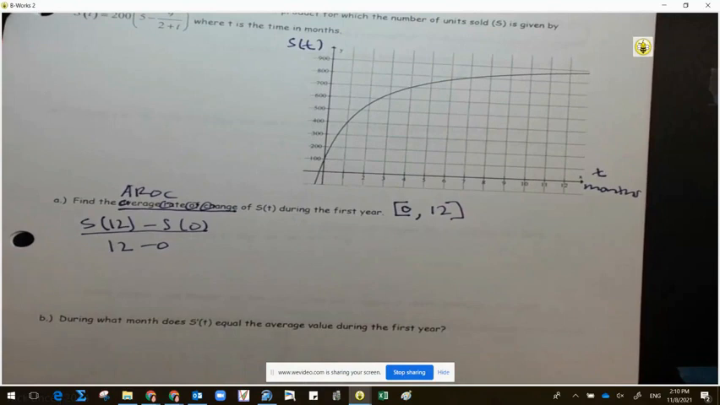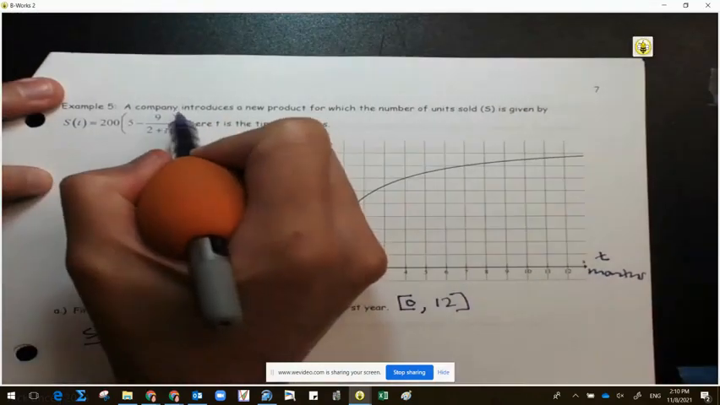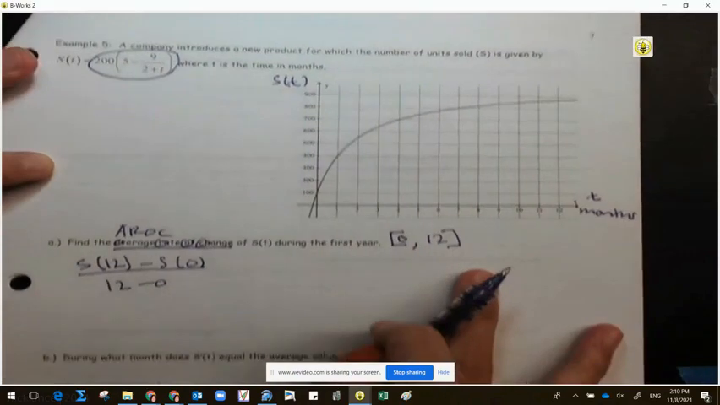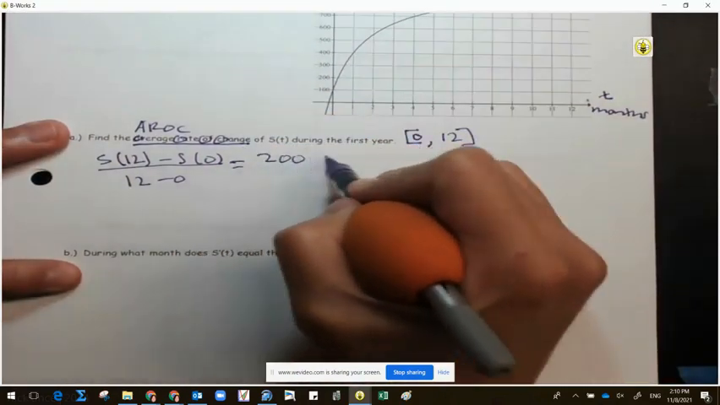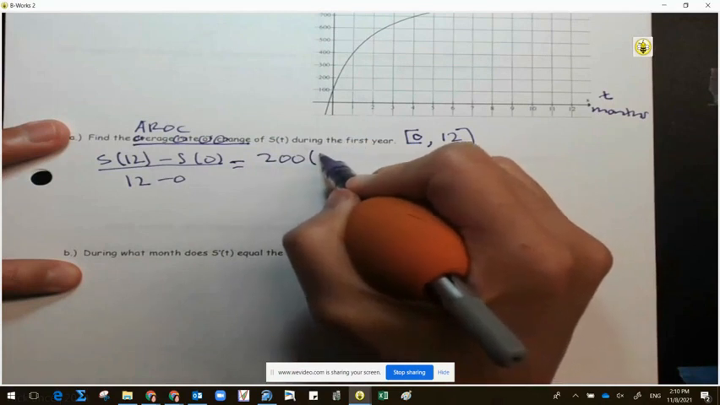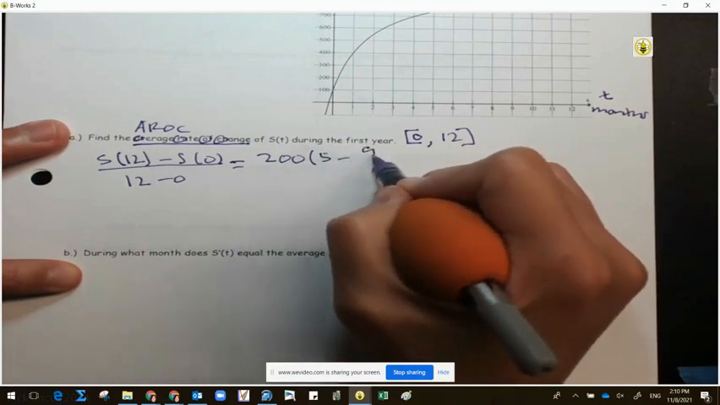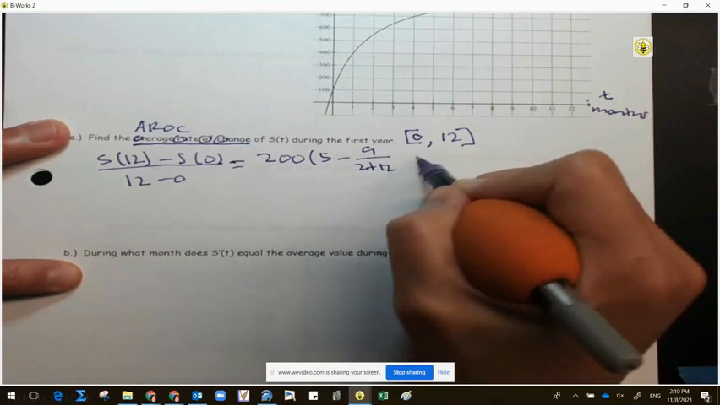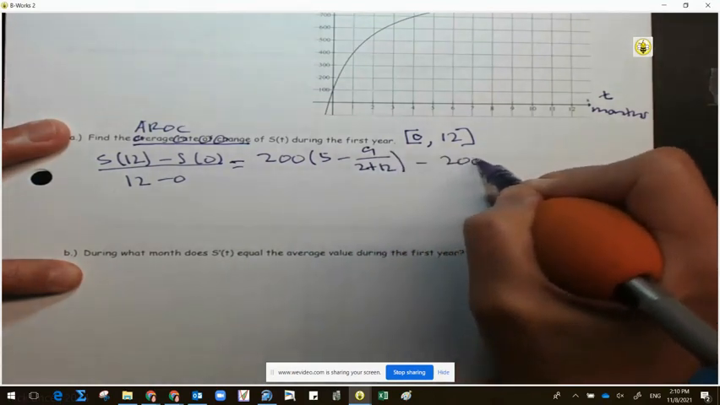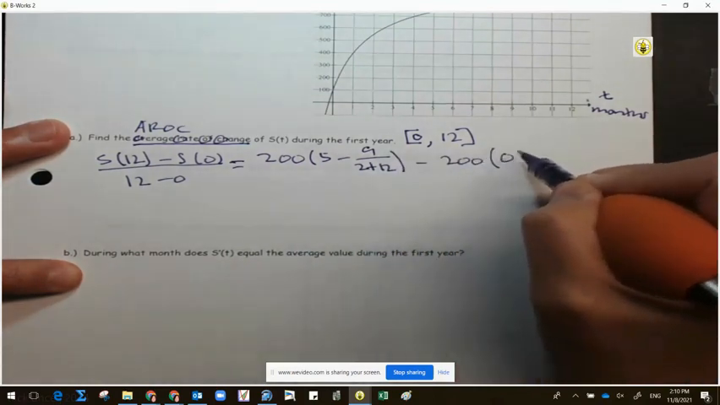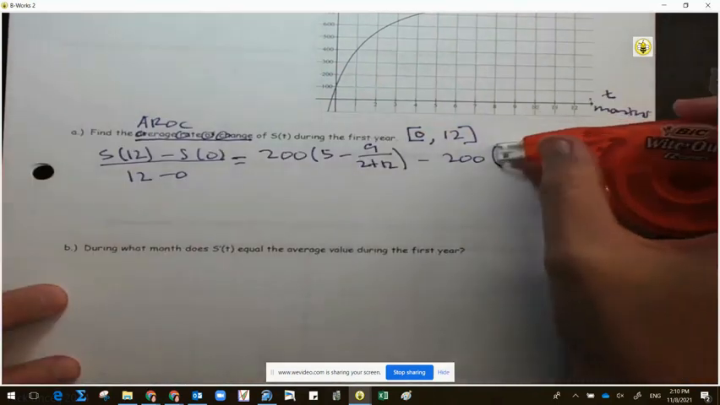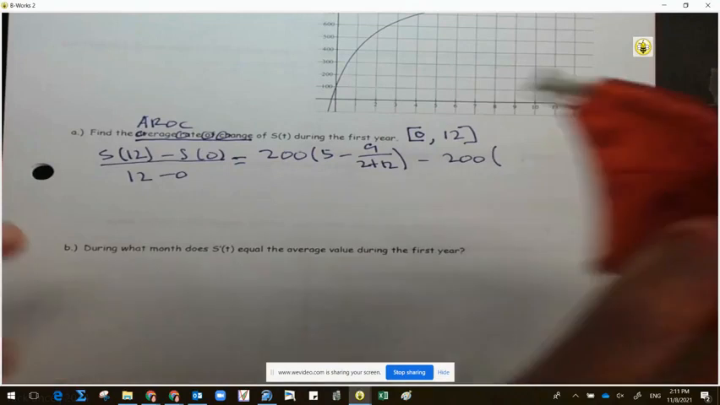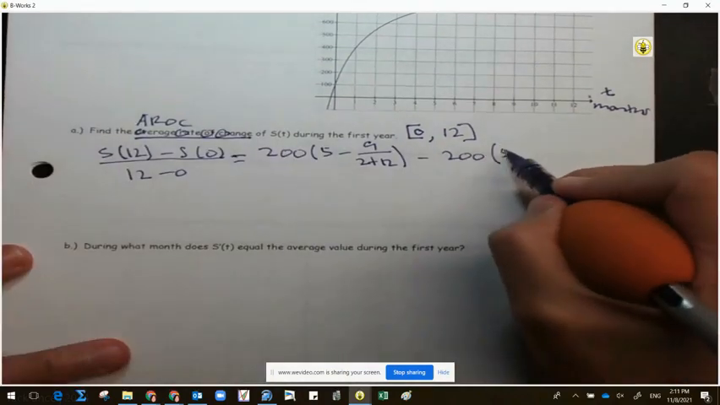And then when I plug this in, what I want you to do is plug in our t value into the original function exactly as it is. Don't try to get creative and rewrite it because we're not looking for IROC. So 200 times 5 minus 9 over 2 plus 12 minus, now plug in the 0 in place of t. Oh, I said 0 instead of writing 5. Okay, that should be 5.